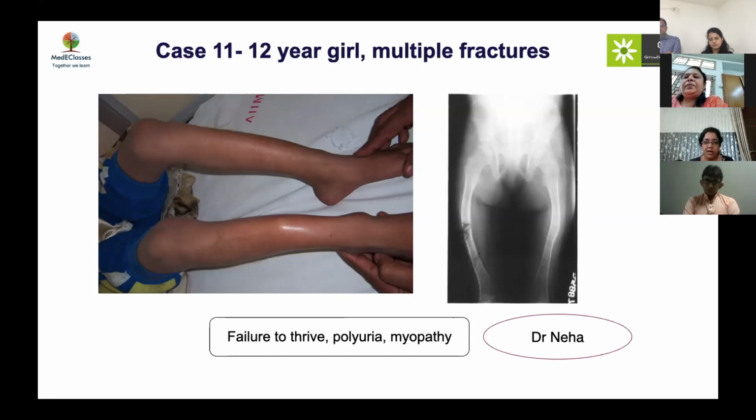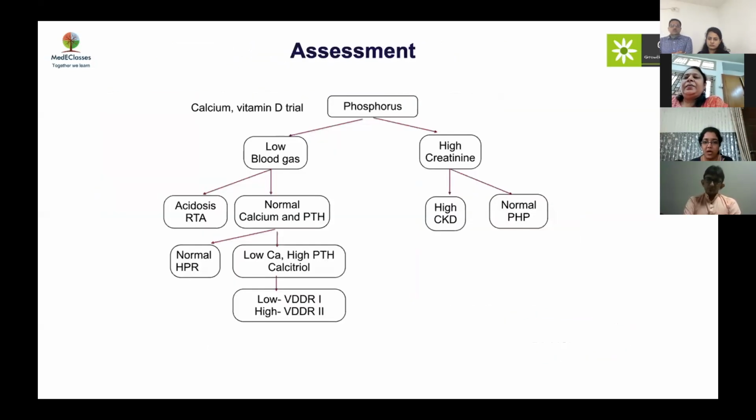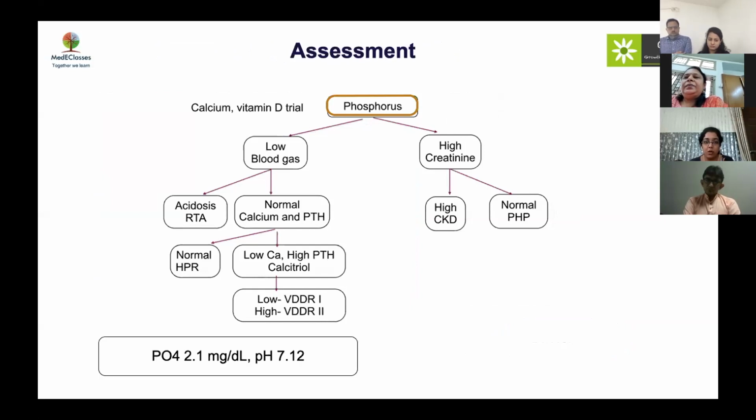So keeping in mind the clinical picture that this girl presented with, that is multiple fractures, failure to thrive, polyuria and myopathy, the first step in the evaluation would be to have a complete calcium profile consisting of calcium, phosphorus. So in this case, we did a phosphorus, which was 2.1, which was low. So the next step is the evaluation of the metabolic acidosis or alkalosis, and the blood gas showed a pH of 7.12. So we went towards the algorithm, which was persistent with RTA, that is renal tubular acidosis.